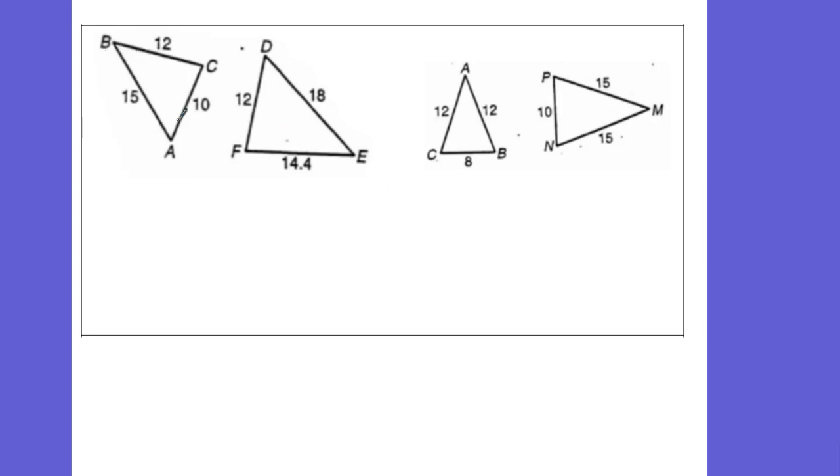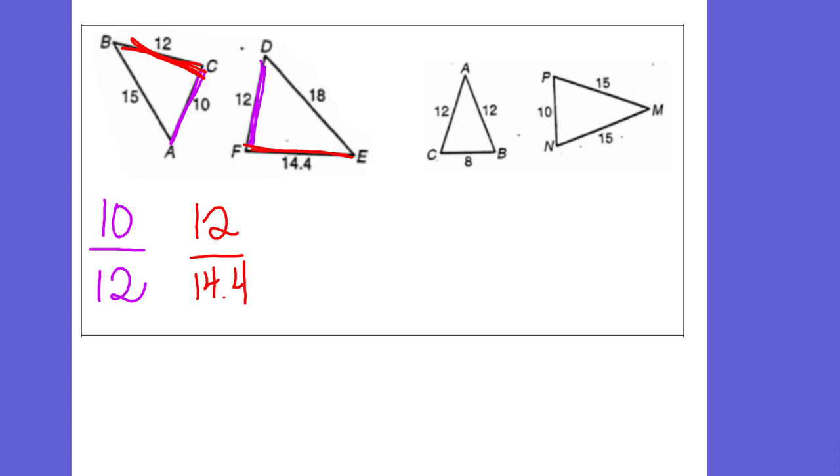So I have three sides on triangle ABC, and three sides on triangle DEF, and I need to match them up, but I don't have any angles to help me determine what the corresponding parts are. So I'm going to start with the smallest side on triangle ABC, which is 10. I'm going to match that up with the smallest side on triangle DEF, which is 12. So small over small. Then I'm going to check the middle side, which is 12, over the middle side, which is 14.4. And then I'm going to check the longest side, 15, over the longest side, 18. I'm checking those three ratios.